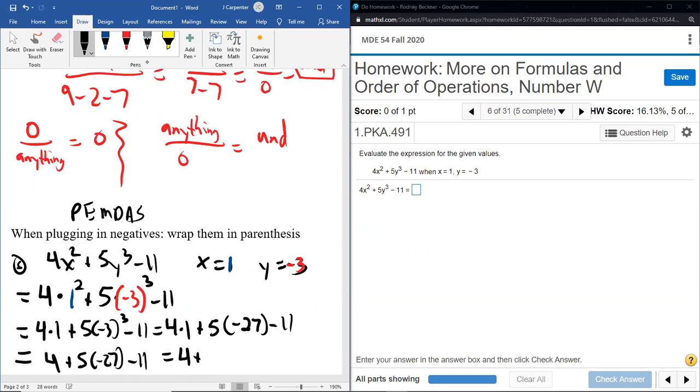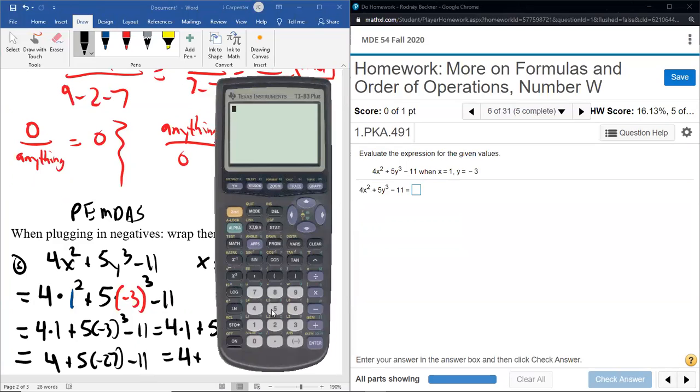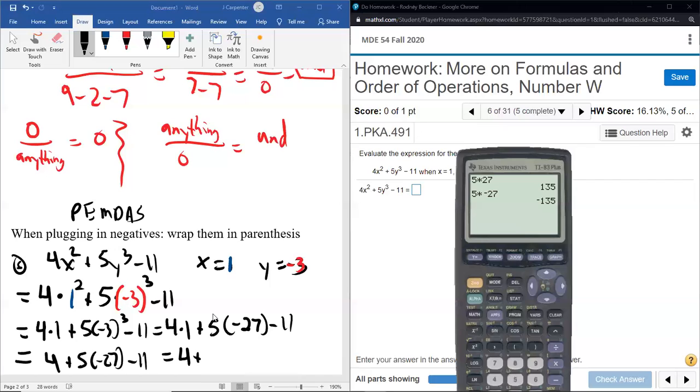And if these are getting too big for you, remember you can pull out a calculator. It's not the end of the world. It's not my favorite thing to see, but 5 times 27. I'm not going to show the negative part. It'd be 135. That's positive times the negative, so the answer should be negative. I'll show it now. 5 times negative 27 confirms our negative 135. So that's 4 plus negative 135. Alternatively, you could have written 4 minus 135, not 4 minus negative 135, not that, 4 minus 135. Then minus our 11.